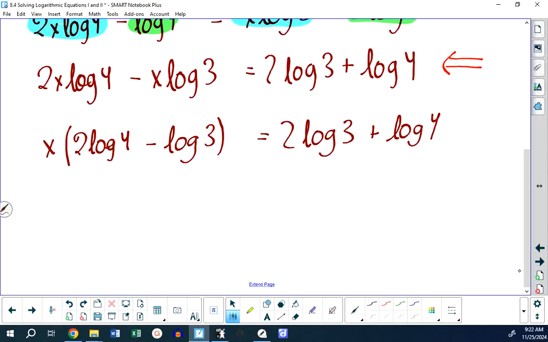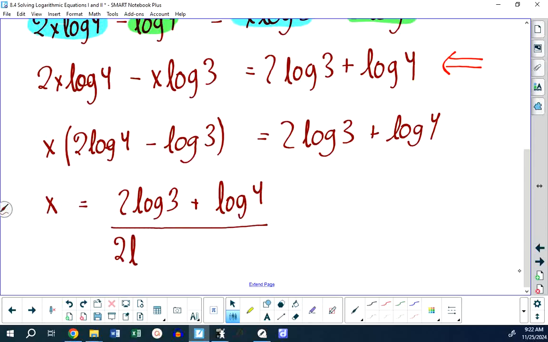And now we can divide both sides by 2 log 4 minus log 3 and get x equals 2 log 3. These are all base 10 logarithms. Plus the log 4 over 2 log 4 minus log 3. And that's your answer.